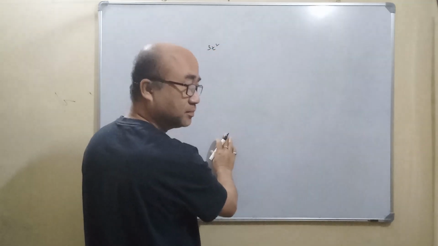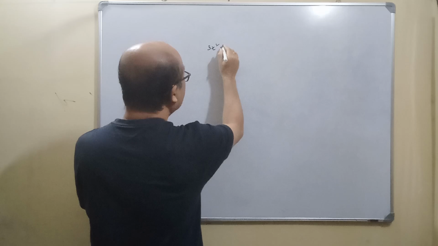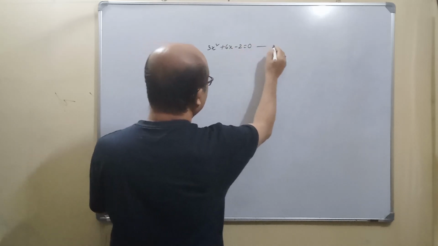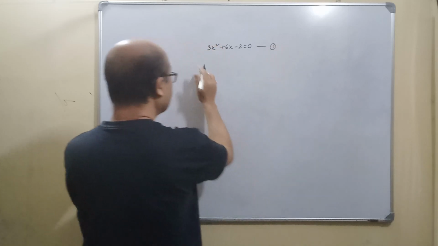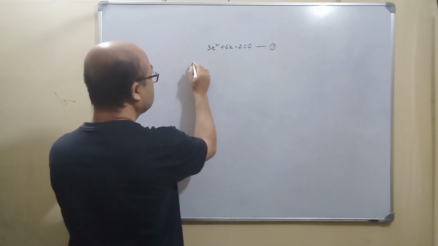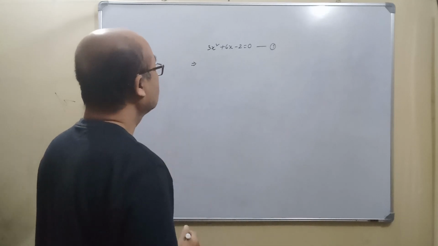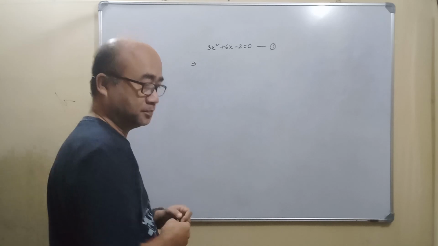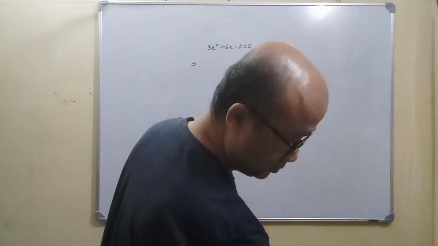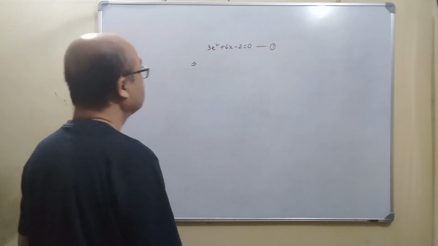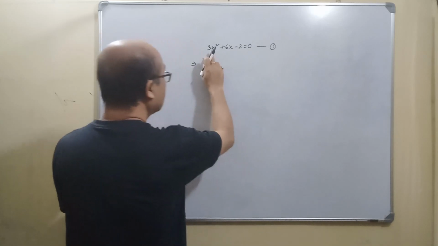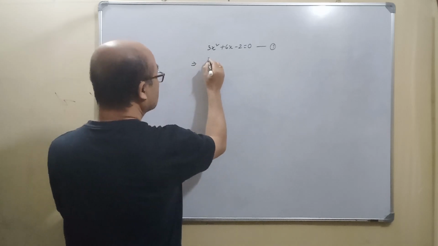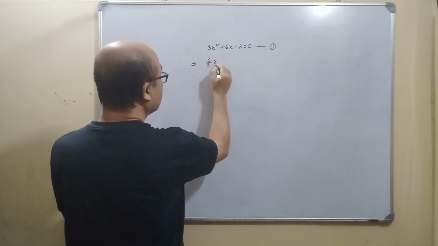3x square plus 6x minus 2 is equal to 0. Another quadratic equation. So the coefficient of x square is not equal to 1. So you will make it 1 by dividing by 3.